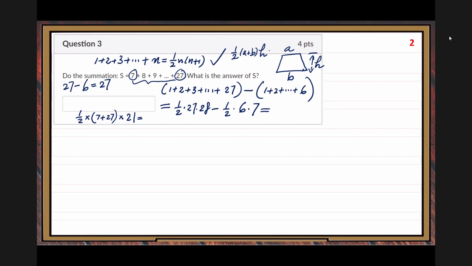What's A? The top side. That's our 7, top side. What's the bottom side? 27. That's the bottom side. What is the height? Number of operands. You need to count. How to count? 27 minus 6. Do not use 27 minus 7.